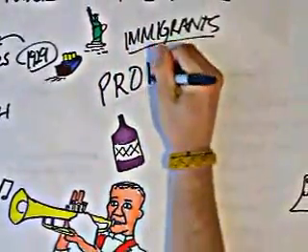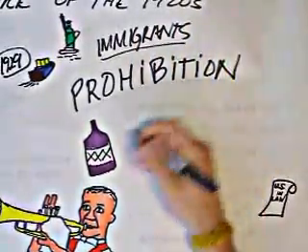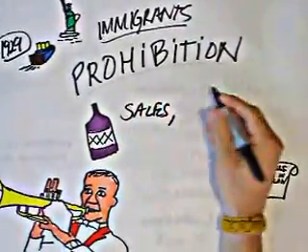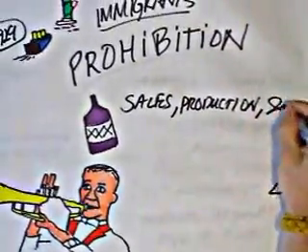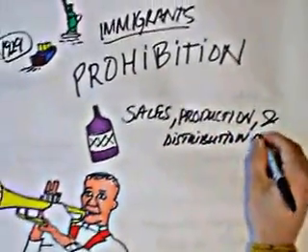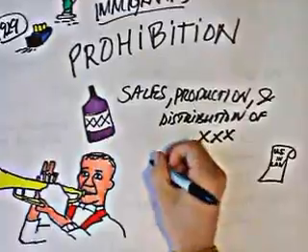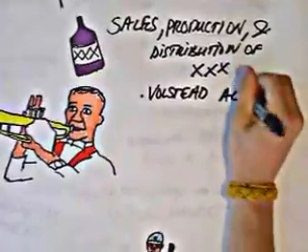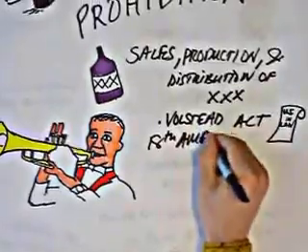So this big thing called Prohibition happened, and the government said that you could not sell, so they banned sales, production, and distribution of alcohol. And those came through something called the Volstead Act, which you don't need to know too much about, but it happened. And the 18th Amendment.